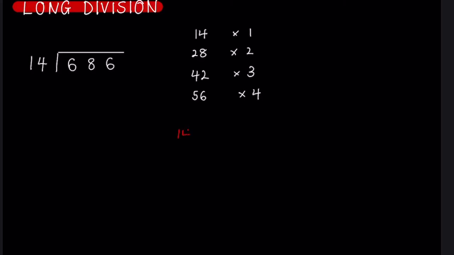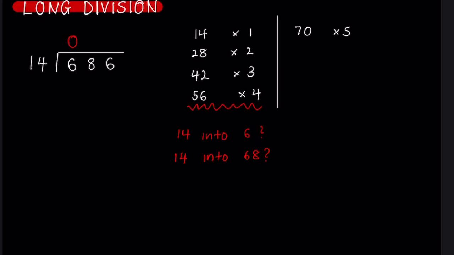Now we start our division as normal, so we have to ask ourselves, can 14 go into 6? And of course we know that it can't, so we put a 0 above the 6. Now we have to ask ourselves, can 14 go into 68? Looking at our list of timetables, we can see that 14 times 4 gives us 56. So we put the 4 above the 68. Then we place 56 underneath the 68 and find the difference, which is 12. Then we need to remember to bring down the next number, which is 6.